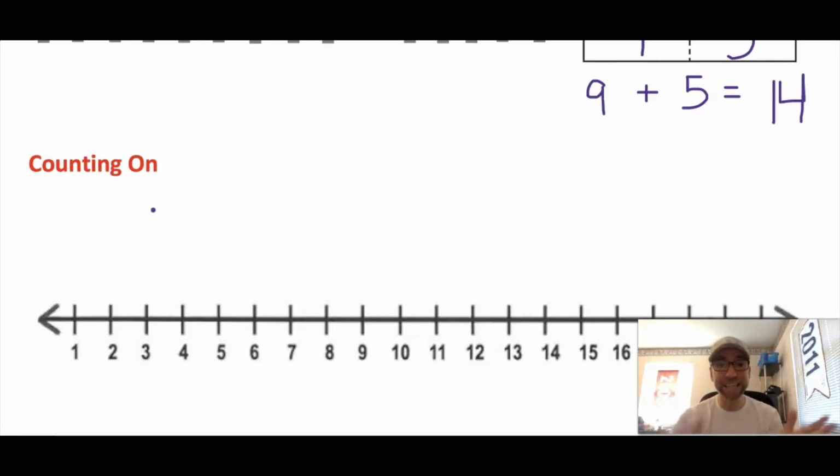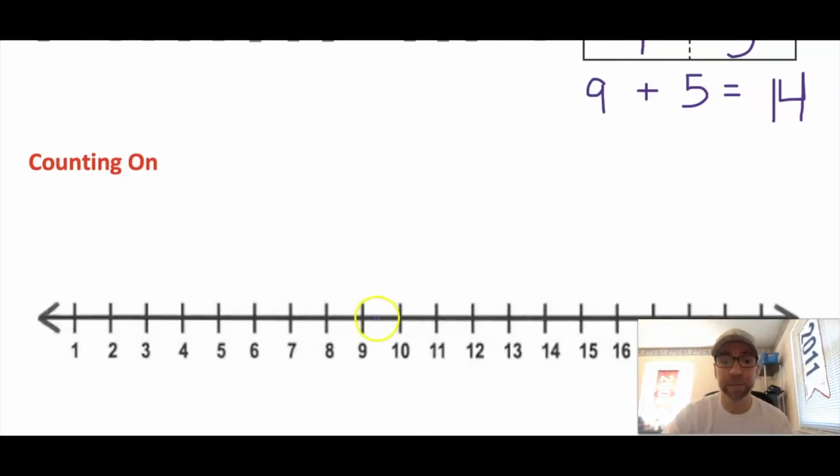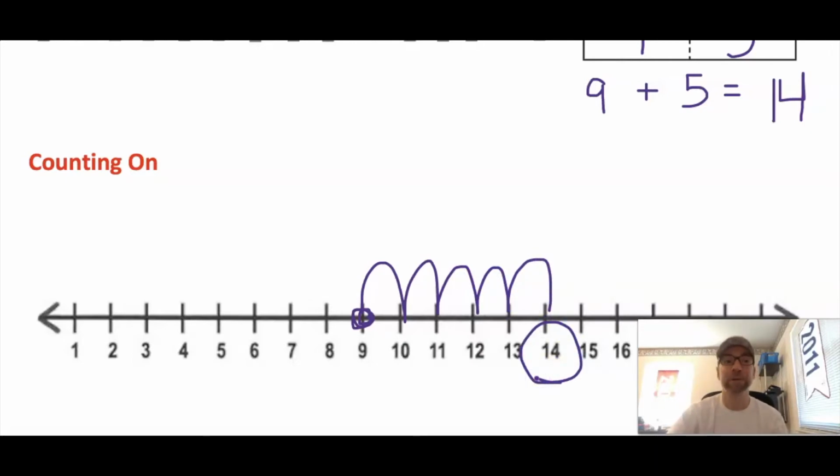The same exact answer. If I was going to use a number line, we started at 9 and we counted up 5. 1, 2, 3, 4, 5. And we landed on 14. But you have to remember, you won't always have a number line available. So as we become better mathematicians, the rock becomes our friend.